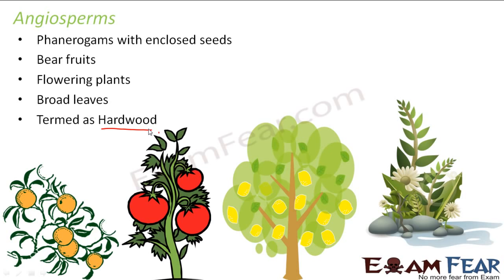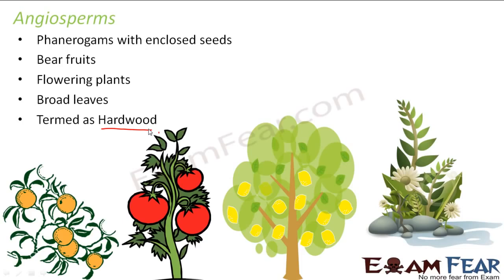Some of the examples would be lemon, orange, rose, tomato, sunflower, and these kinds of plants have a variety of sizes. You have small shrubs like the rose plants. You also have huge plants like the mango trees, which are quite big. So their size is also quite diverse. You have smaller size as well as larger size.